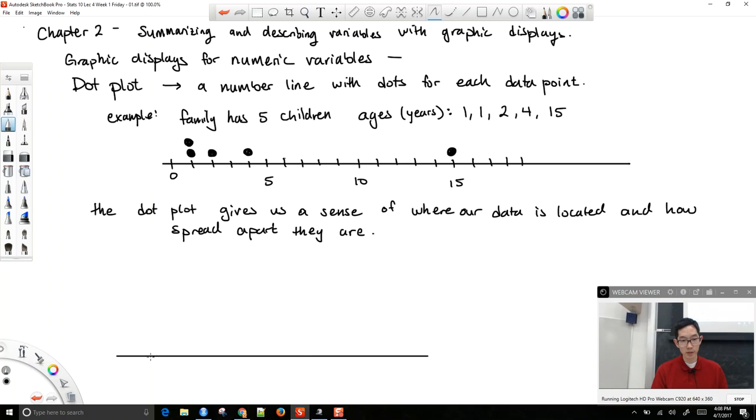Let's say there's just another arbitrary dot plot for some data I'm making up here.